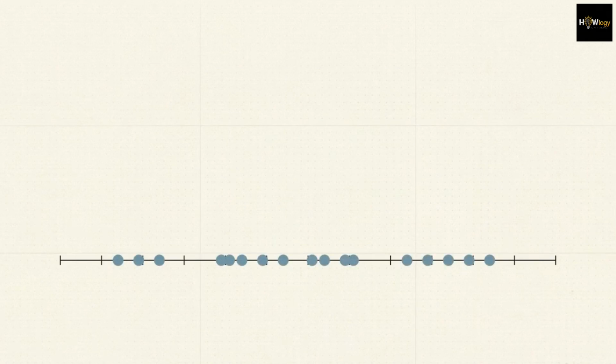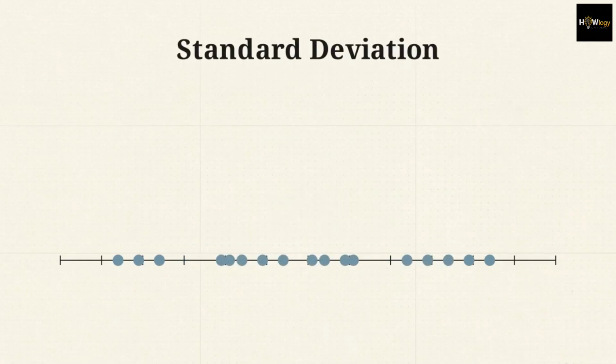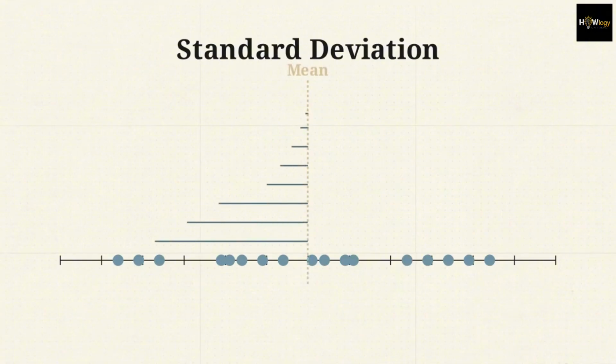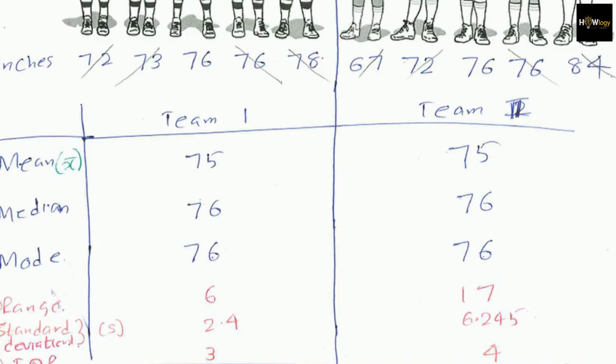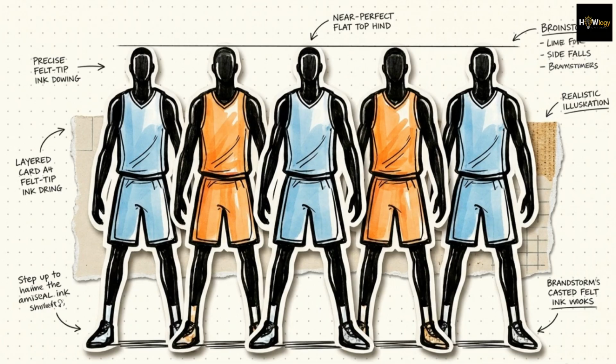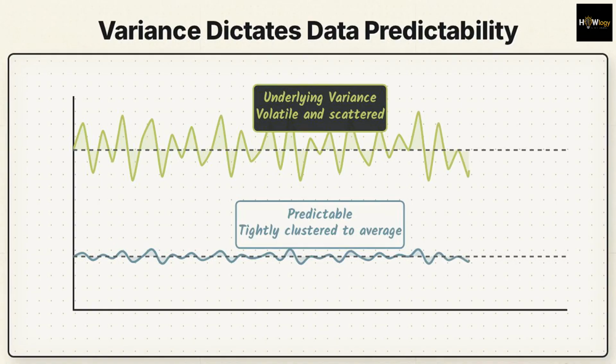You could use the range, but that only looks at the highest and lowest endpoints while ignoring the rest of the group. Instead, we use standard deviation. It calculates the typical distance that every single piece of data sits from the center point. This comparison shows the difference. Team 1 has a tight standard deviation of 2.4, while Team 2 sits at over 6.2, mathematically proving their heights are more varied. Standard deviation reveals how much a group actually resembles its own average. A low number indicates predictability, while a high number reveals underlying variance.